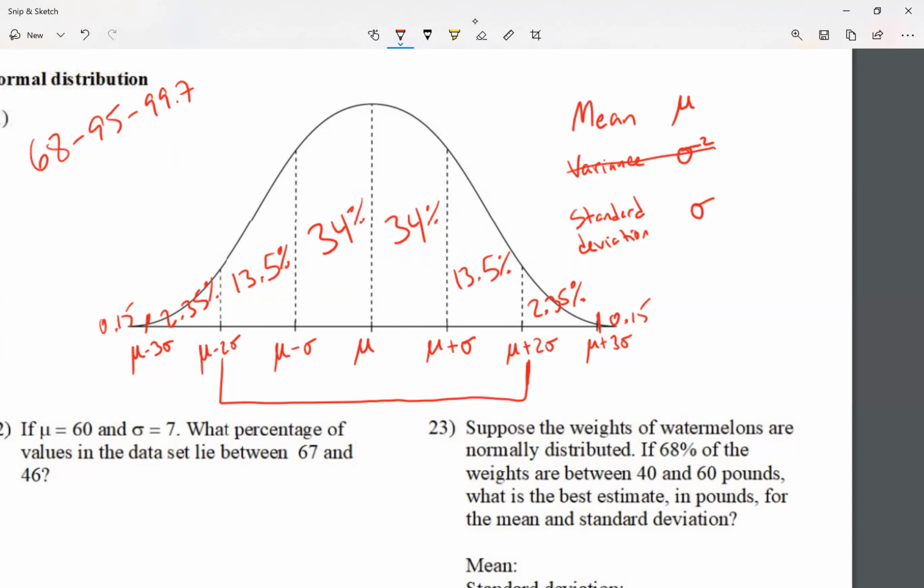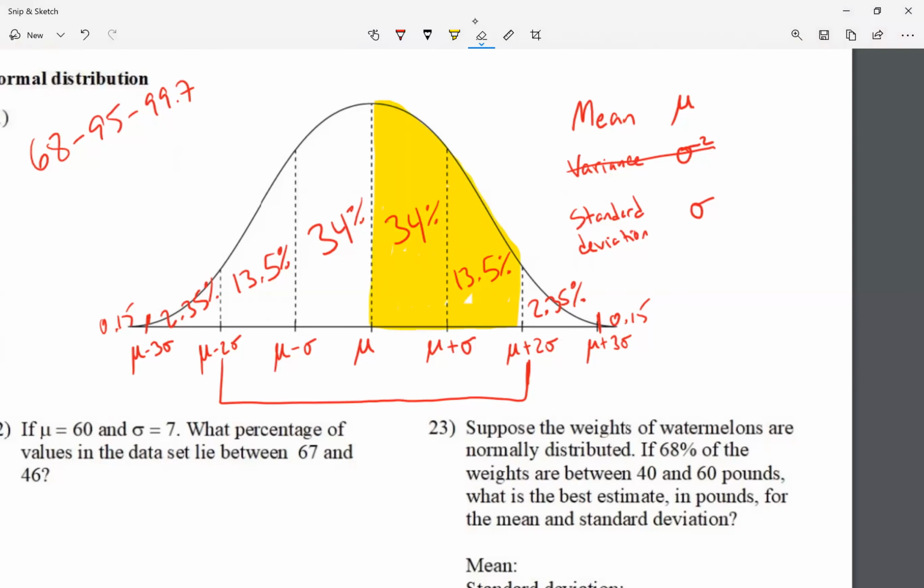I'm gonna ask you between two values. So I could ask you to combine sections here. I could say, combine, for example, just these two sections, and I want to know what's the percentage of people that are there. I will expect you to go 34 plus 13.5%, and then you guys will get your answers. 47.5% of my people will be there.